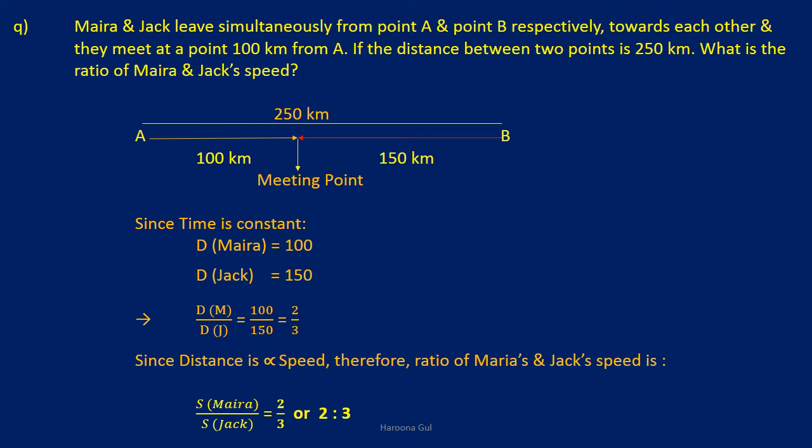This means that distance covered by Myra over distance covered by Jack is equal to 100 over 150, which is equal to 2 over 3. Since speed and distance are directly proportional, therefore speed of Myra over speed of Jack is equal to 2 over 3, that is 2:3.